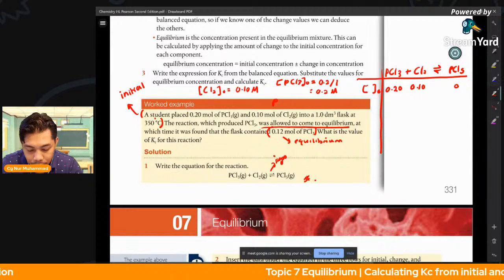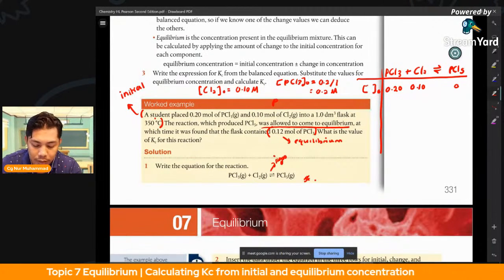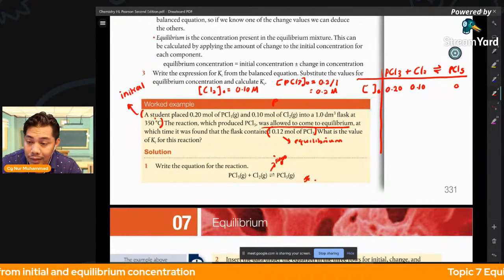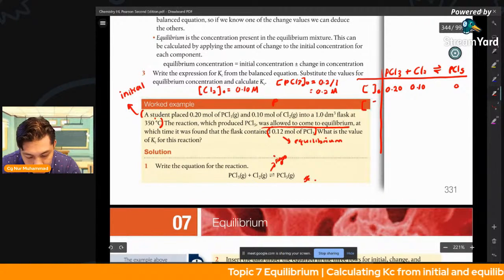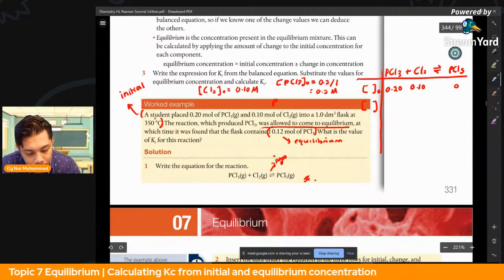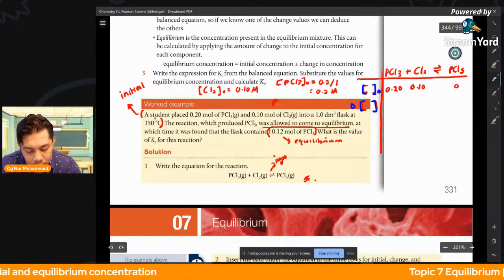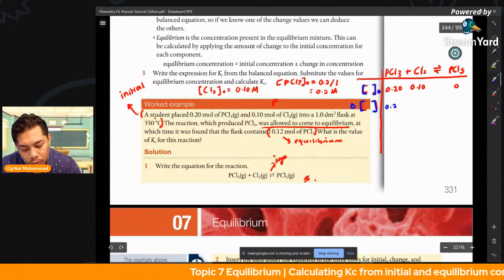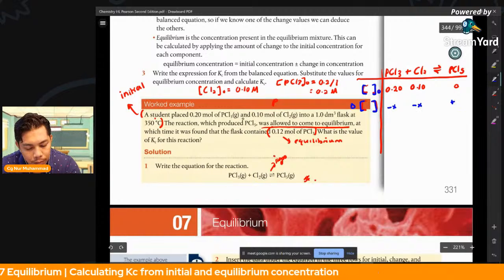Boleh faham? And then when the chemical reaction is started, okay, remember that the amount of reactant decreases and the amount of product increases. So tengah-tengah ni pula apa dia? Tengah-tengah ni adalah equilibrium concentration change, ni simbol dia. Equilibrium change. Okay, so 0.20 kena minus X and product plus X.